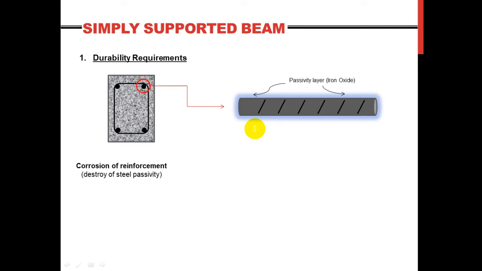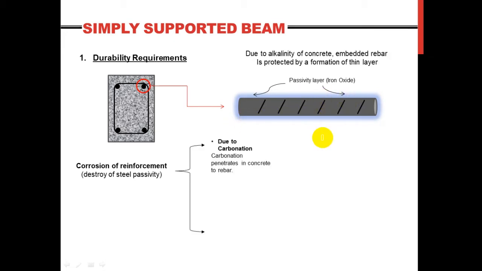This is the layer of protection, and it plays an important role for the rebars not to start rusting. Yet there are mainly two penetration mechanisms that can lead to the destruction of this layer. One is due to carbonation and two is due to chloride attack. Carbonation reaction can penetrate the concrete, digging its way to the rebars, causing the protective layer to give up.